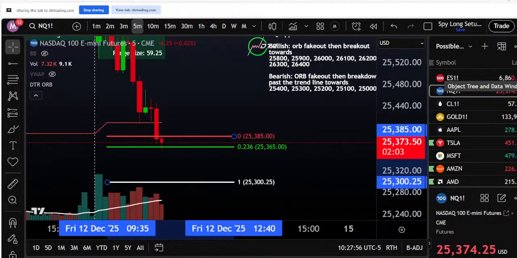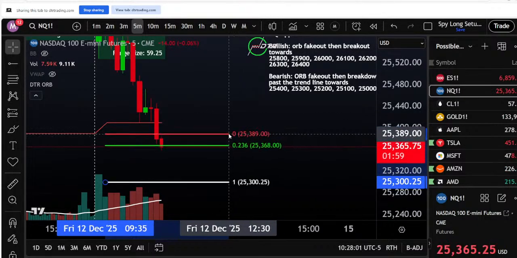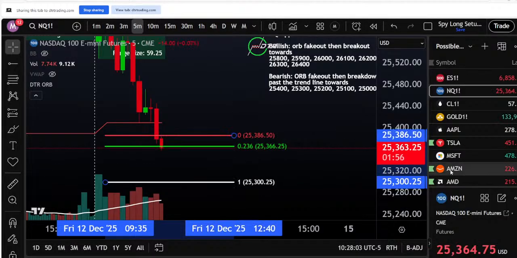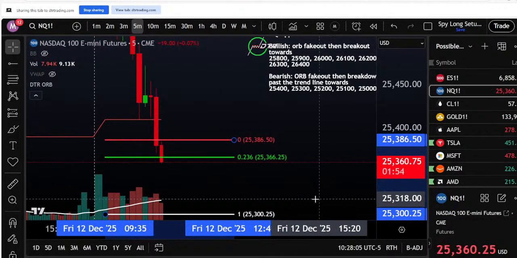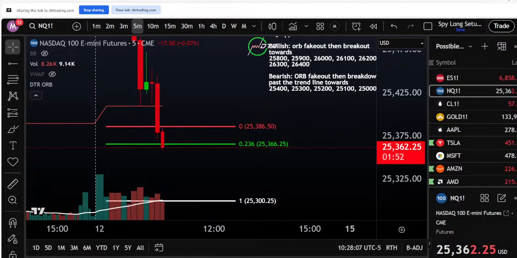As close as 384. Didn't quite give us the fake out. That's the literal definition of close but no cigar.